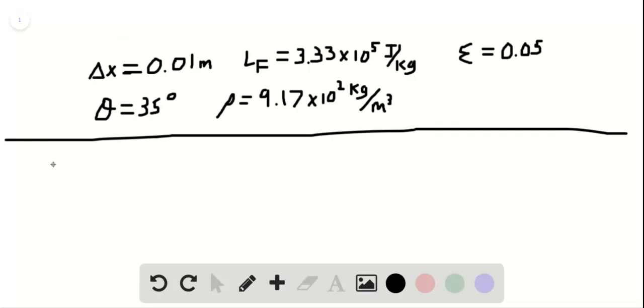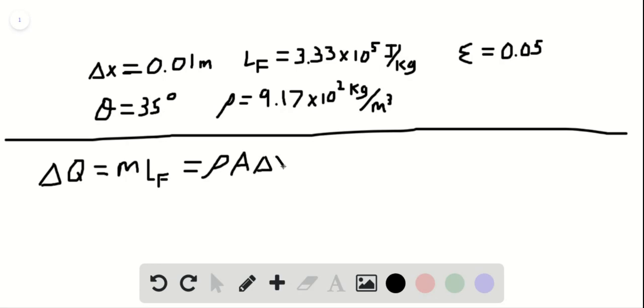So we have delta Q here equal to mass times the latent heat, M L sub F. But mass is equal to rho times the volume, right? But the volume here is the area times delta X, which we know, 0.01 meters. And of course, still multiplied by the latent heat, L sub F, which we also know.